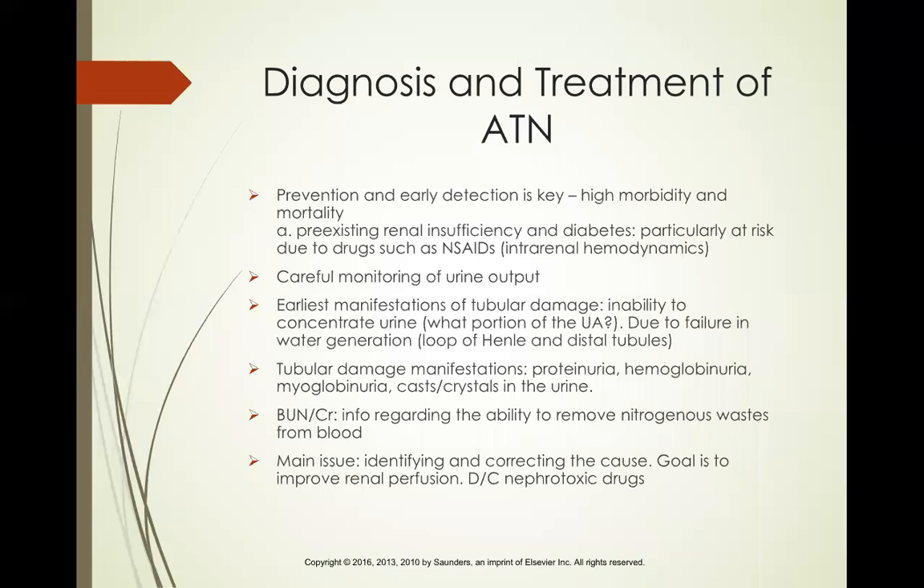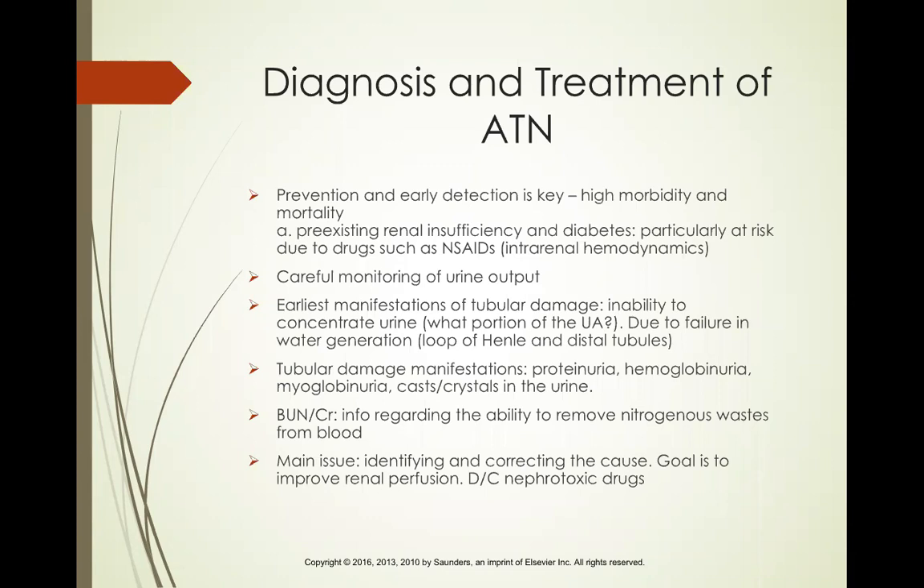The key thing, of course, is to monitor their urine output. It should be at least 30 mLs an hour. You're also looking at the color of the urine output. Early manifestation of tubular damage is the inability to concentrate urine. So initially, you might see a great deal of urine output.